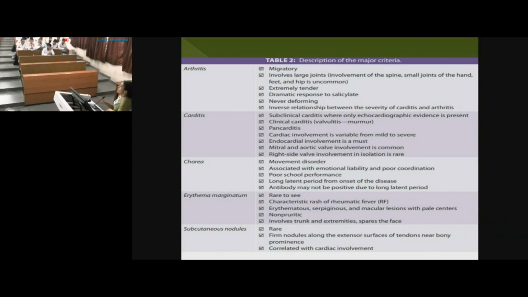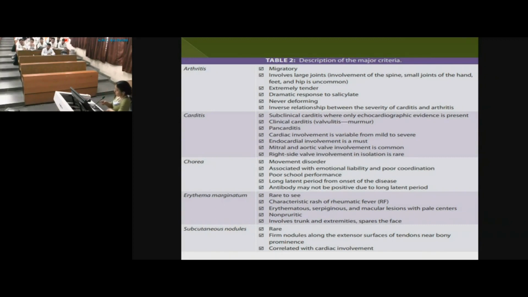And MR is the most common lesion that is seen, right? And after that, aortic. So it's usually the left side. The right side is less involved, and the pulmonary valve, never. Chorea is a movement disorder, with emotional lability and poor school performance, and it comes very, very late. By the time you have chorea, you may not have anything else.